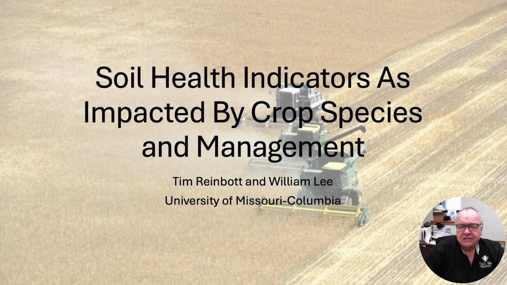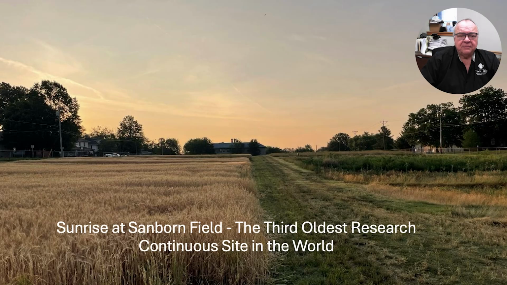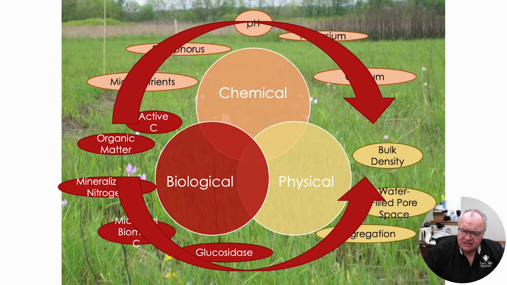Hi, everybody. So let's continue our discussion on how soil health indicators are impacted by crop species and management. Soil health really originated at Sanborn Field on the MU campus, which is the third oldest continuous research site in the world. To many, this is the grandmother of soil health. It was 80 years ago when MU scientists started putting together many of the principles that we talk about today. But let's get a little review on soil health.